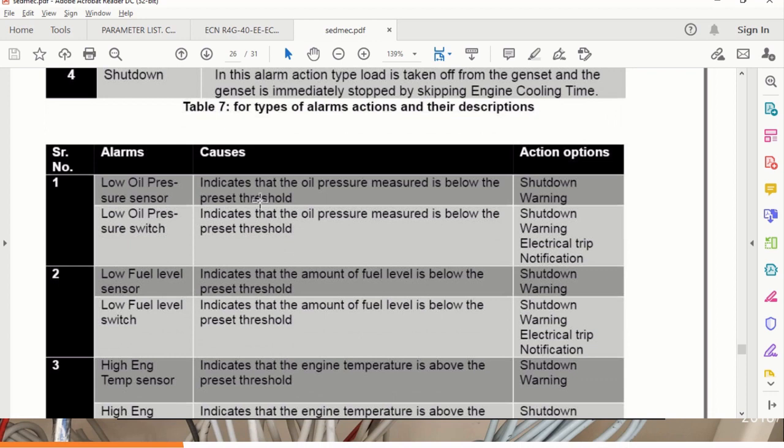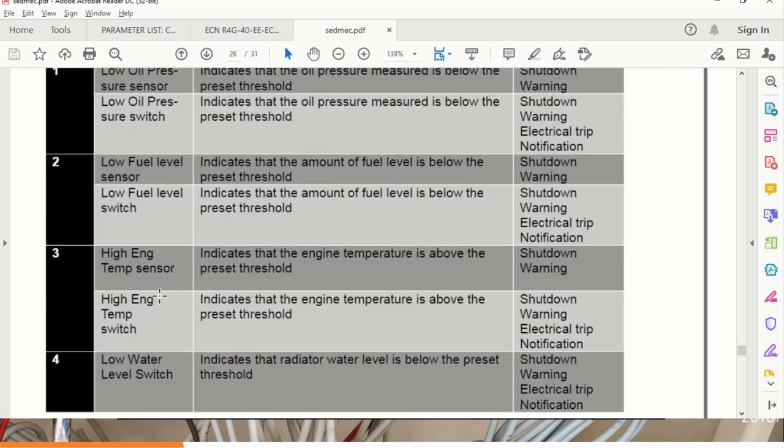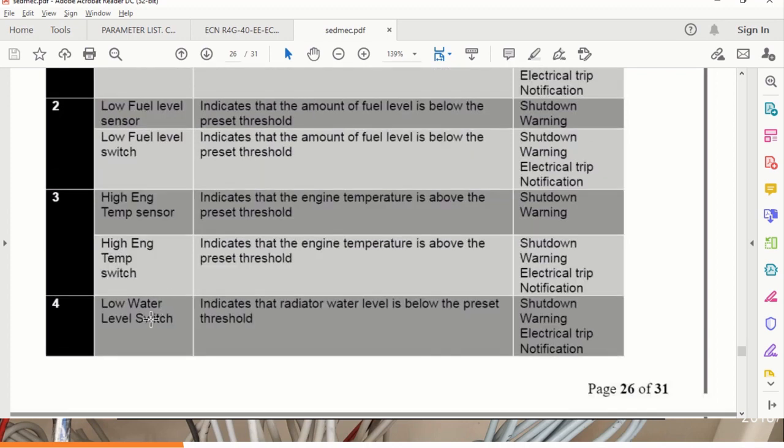Now this one is the low oil pressure sensor and low oil pressure switch. Here we have already seen that oil pressure comes from an analog sensor and oil pressure also comes from a digital switch. So we have 2 different channels for the critical alarm. Similarly for fuel, similarly for temperatures, similarly for water level also.